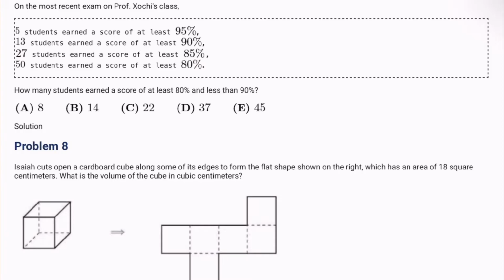So basically we're trying to find the number of students that are below here but above here. So at least 80%, we know there's going to be 50 of them. But less than 90%, we know that there's 13 students who scored at least 90%. So we just need to subtract 13 from this to give us 37. D.